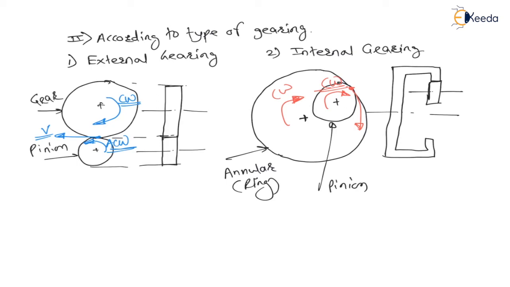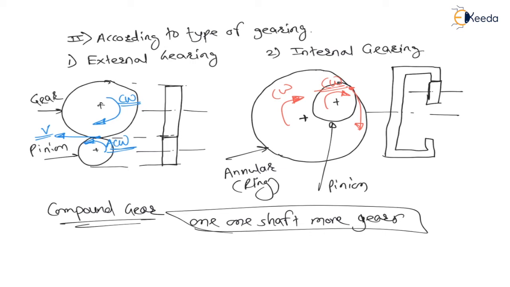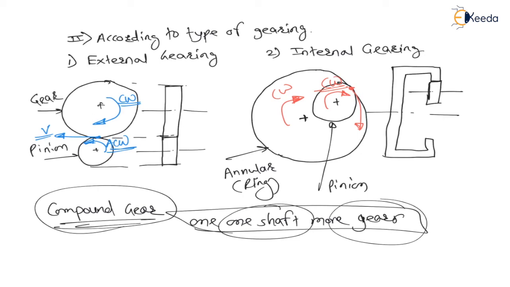Now, again, if more than one gear is mounted on the same shaft, it is called a compound gear. Compound gear means more gears on one shaft, right? And that you are going to see in the theory of machines topic, that is gear train. In gear train, you will learn this compound gearing. There is a simple gear train, compound gear train, and an epicyclic gear train, right? All these gear trains you are going to learn in the theory of machines topic. If on one shaft many gears are used, then it is called compound gearing.